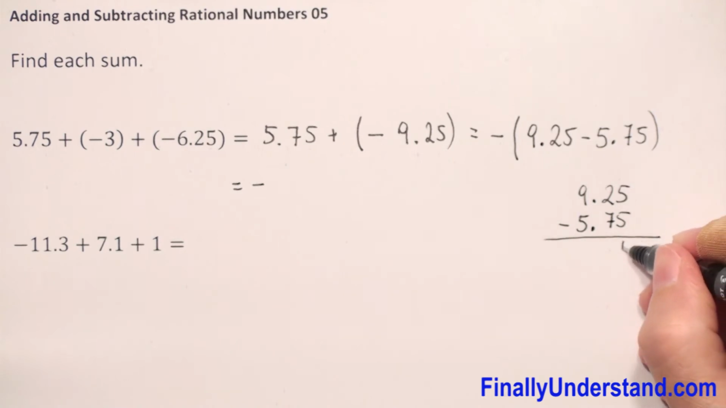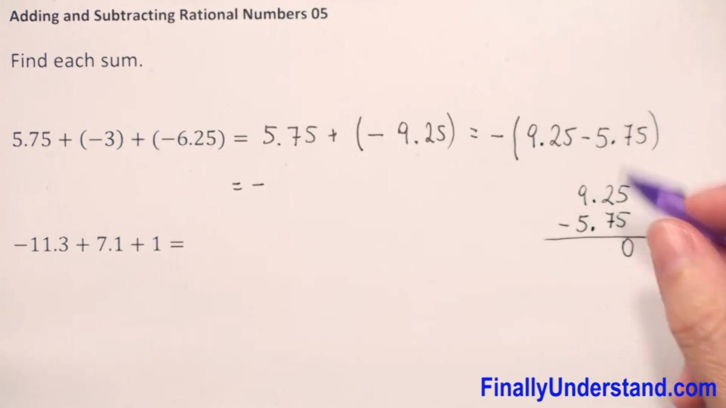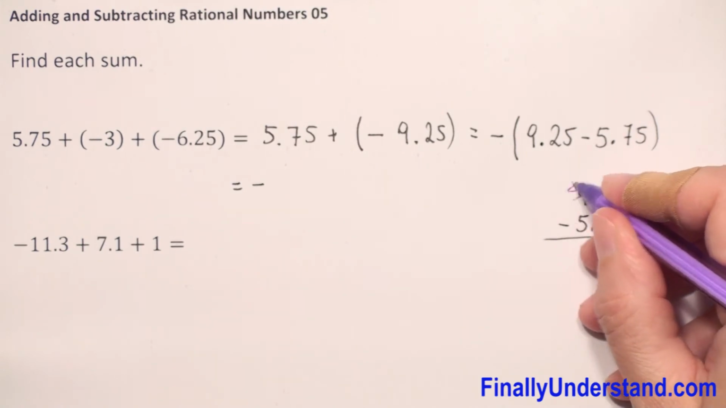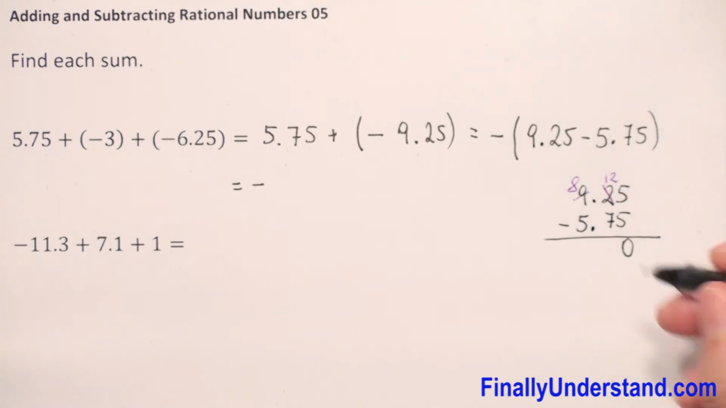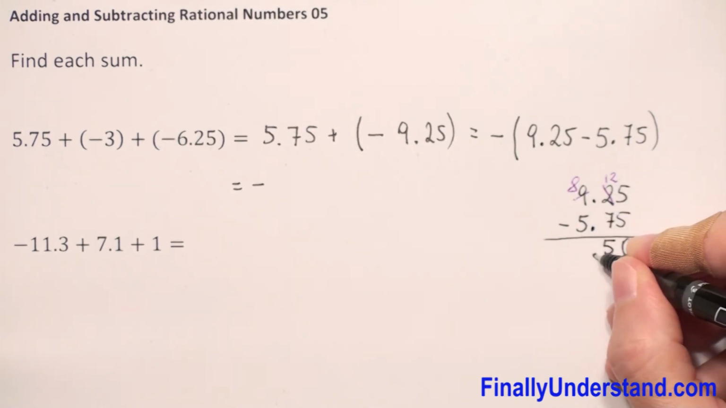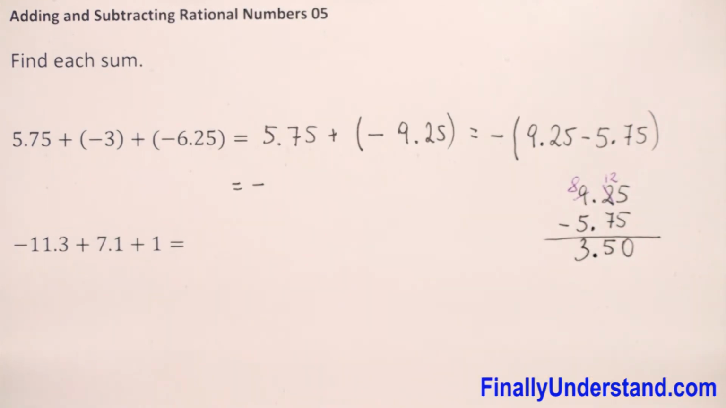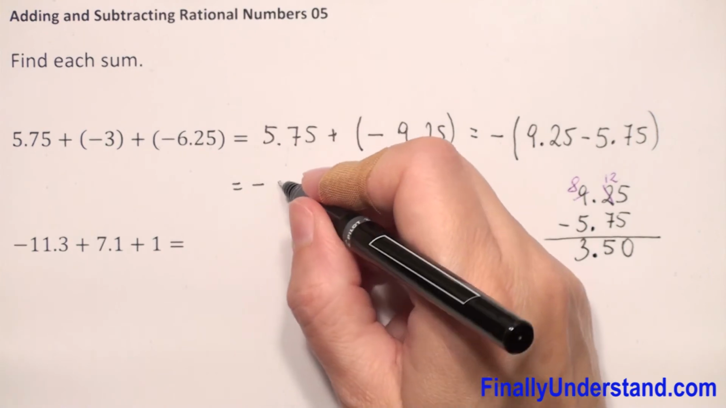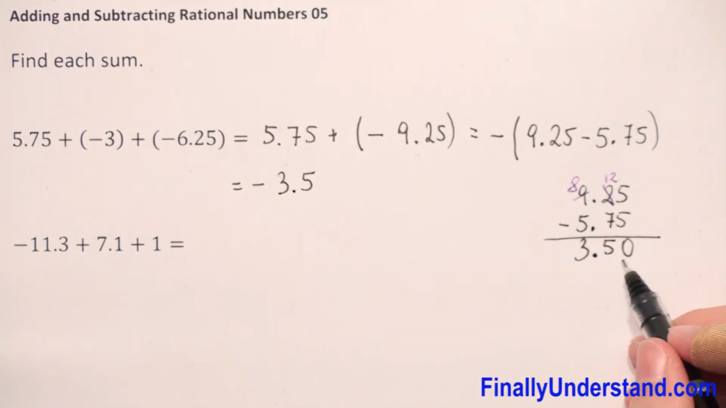5 minus 5 is 0. 2 minus 7 we cannot do, so we will borrow 1 from 9. So here will be 8, and now we have 12. 12 minus 7 is 5. We copy the decimal point. 8 minus 5 is 3. So we got 3.50, so we can write that this is 3.5. We don't need the 0 after 5 because it's still the same number.